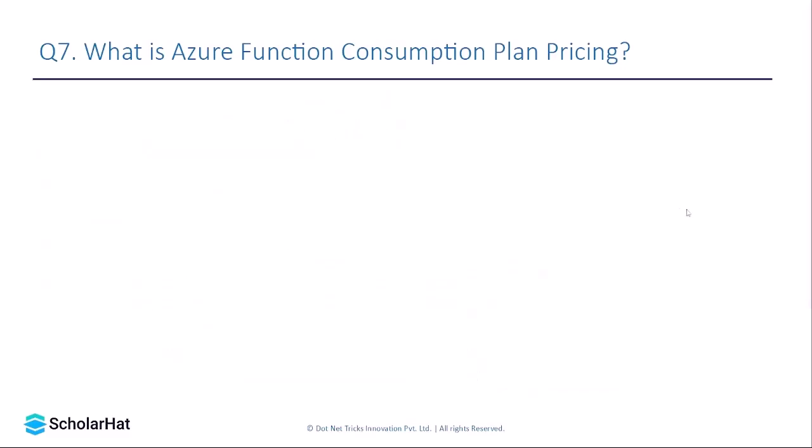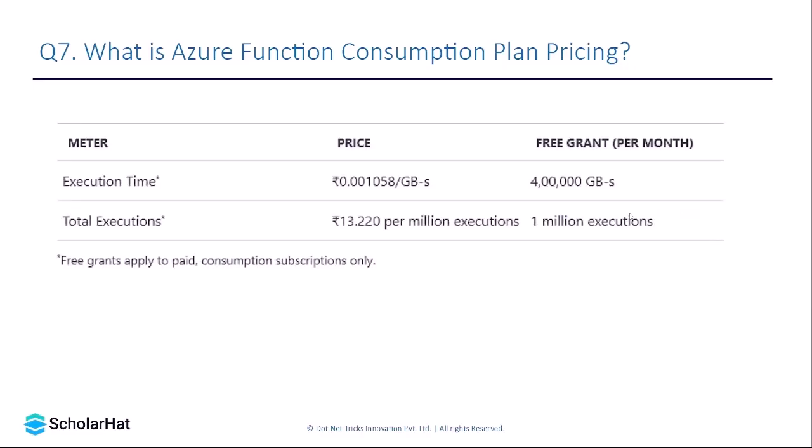Our next question is Azure Function Consumption Plan pricing. Let's discuss what exactly the pricing model of an Azure function is in the case of a consumption plan. An Azure Functions consumption plan is billed on per second resource consumption and executions. The consumption plan pricing includes a monthly free grant of 1 million executions and 4 lakh GB-seconds of resource consumption per subscription in pay-as-you-go pricing, across all function apps in the subscription.